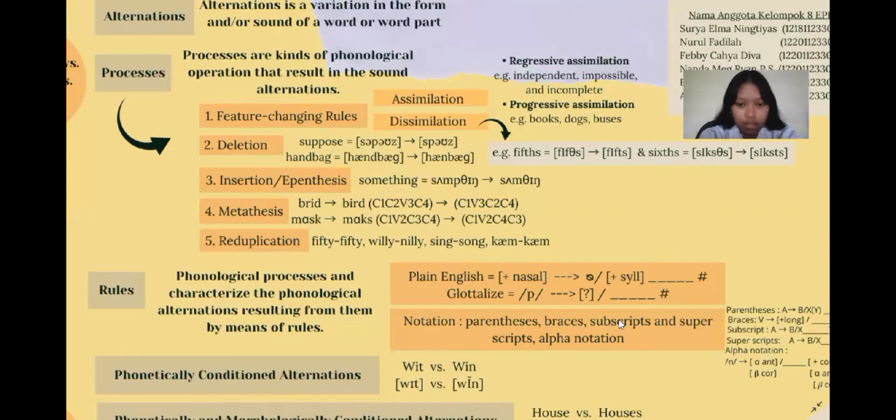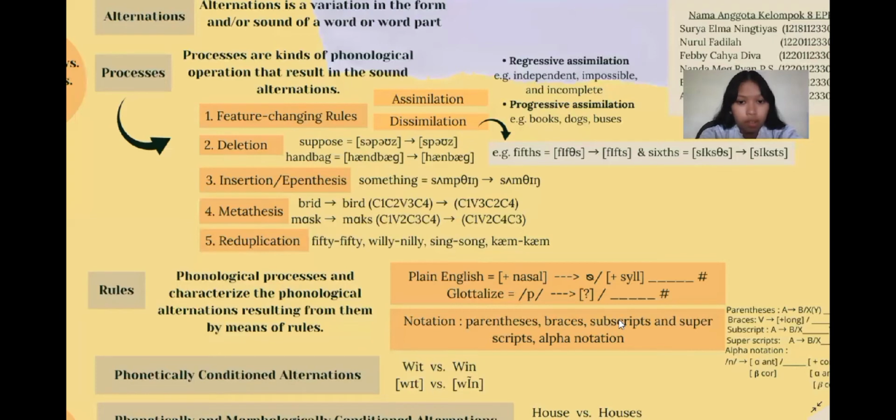Then insertion is a process that inserts a segment into a particular environment. It is expressed in terms of inserting some segment A by starting with 0. For example, something is pronounced like sumpthing, with an added p instead of something.